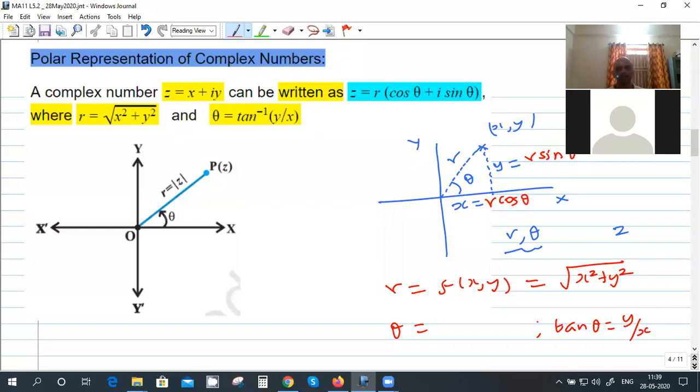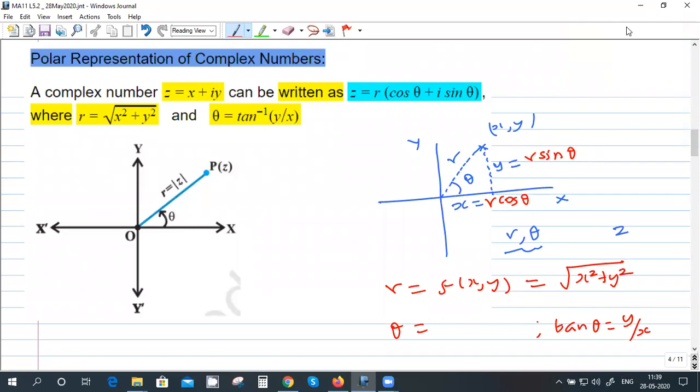So tan theta is y by x. So from that, what can you say about theta? Theta you will represent as a function of x and y. Yeah, it is a function. Okay. What do you write here? Theta equal to? Tan inverse y by x. Yeah.